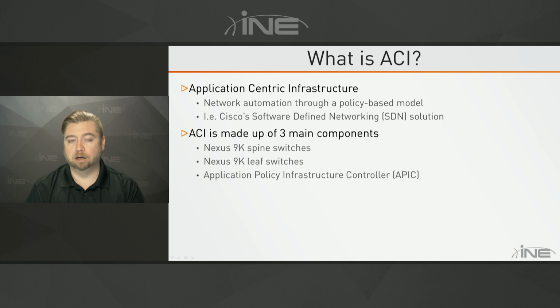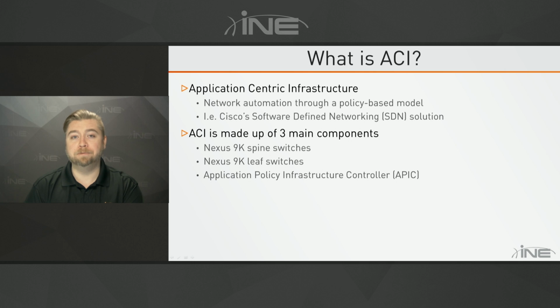So the leafs would be like our top of rack switches. And then the leaf switches are physically plugged into the spines. Spines being like our collapsed core, our aggregation layer. And then we have a new portion of the system that is specific to ACI, which is the APIC, or the Application Policy Infrastructure Controller, which you could think of kind of like an OpenFlow type controller, or just like a management interface for the overall system.